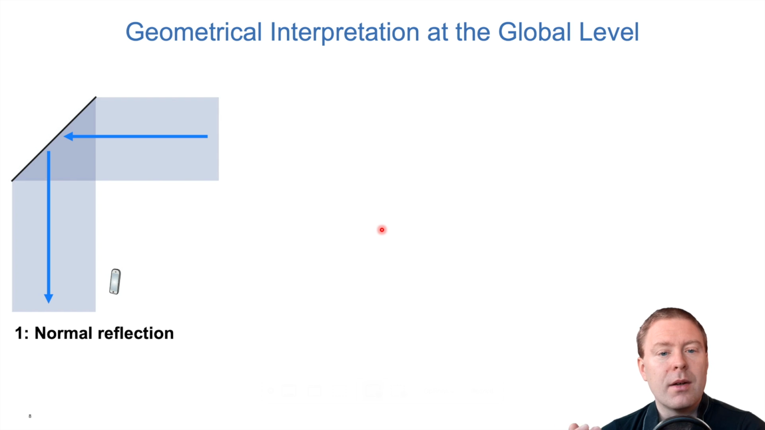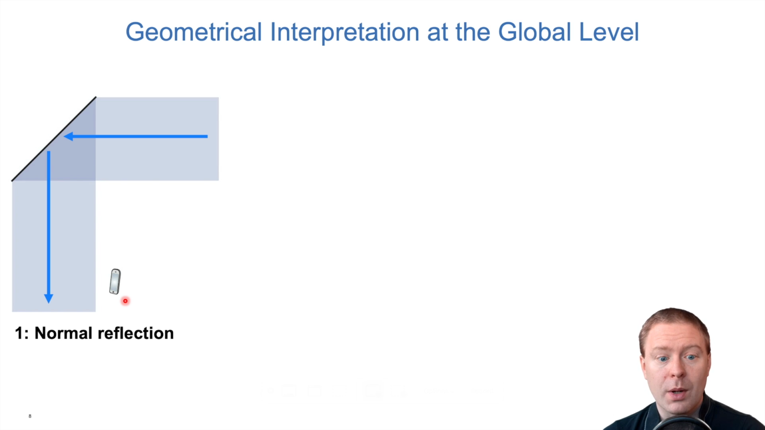So let us then go into the geometrical interpretation at the level of the entire surface, at the global level. So we looked before at this normal reflection. The signal goes in from one direction, it goes out with the same directivity but on the other side of the normal. If this is the user that is supposed to receive the signal, then it's problematic that the wave is actually not reaching it.